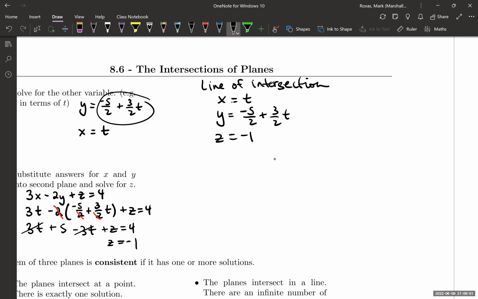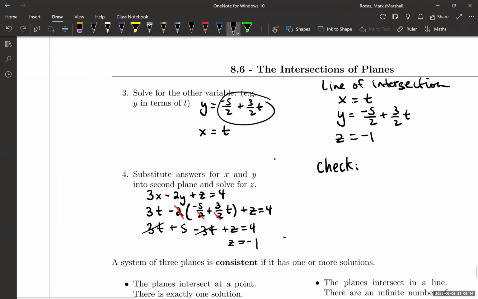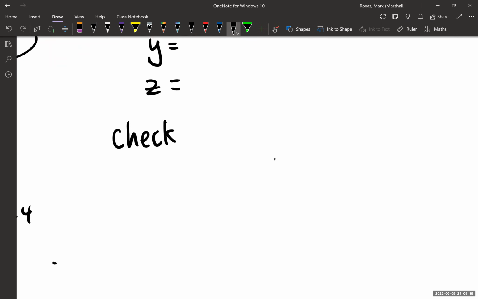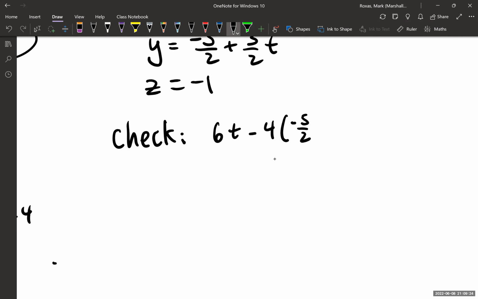And before you conclude and say this is the final answer, you should just check. Put these parametric equations into the other equation of the plane. So we did 3x minus 2y plus z on this side. Use the other equation: 6 times t, or 6x, minus 4y, so minus 4 times negative 5 over 2 plus 3 over 2 t, and then plus 3z, so 3 times negative 1, equals 7.